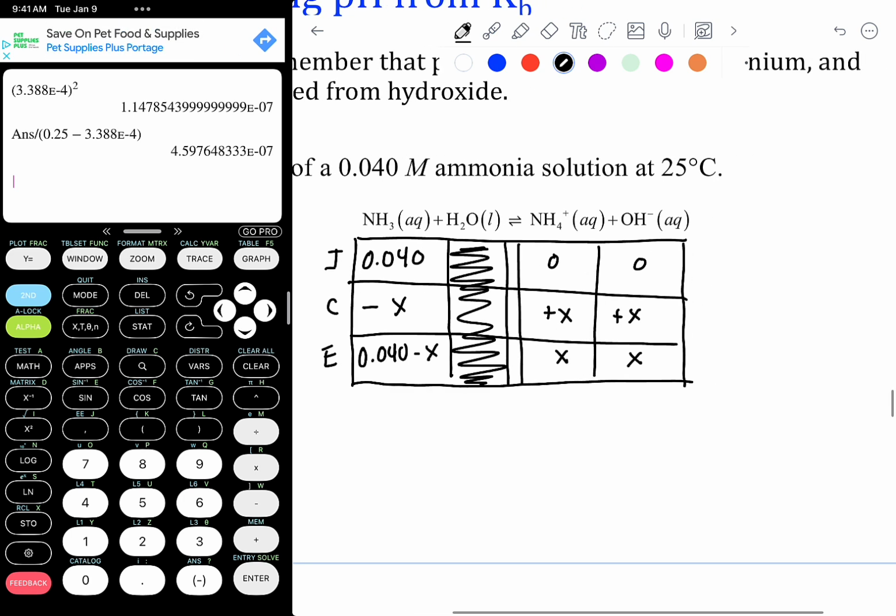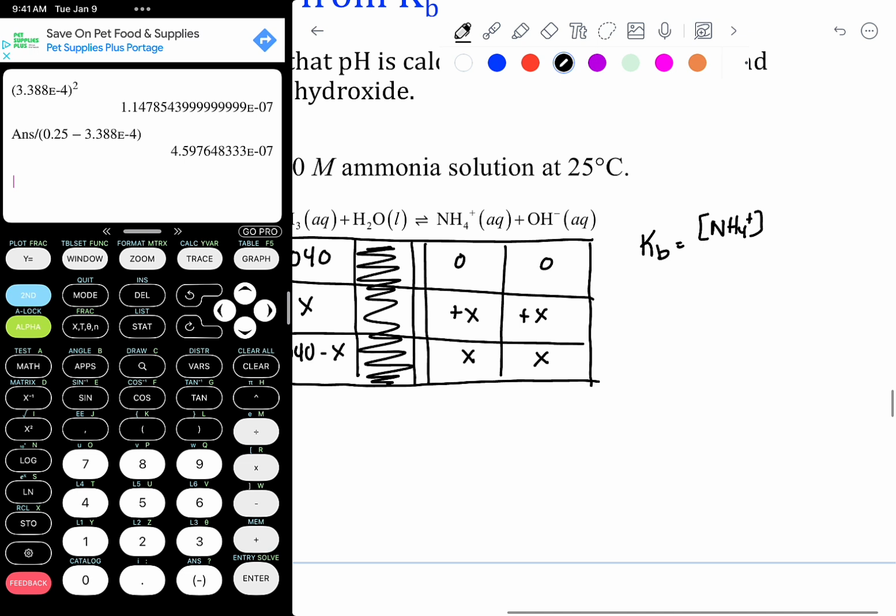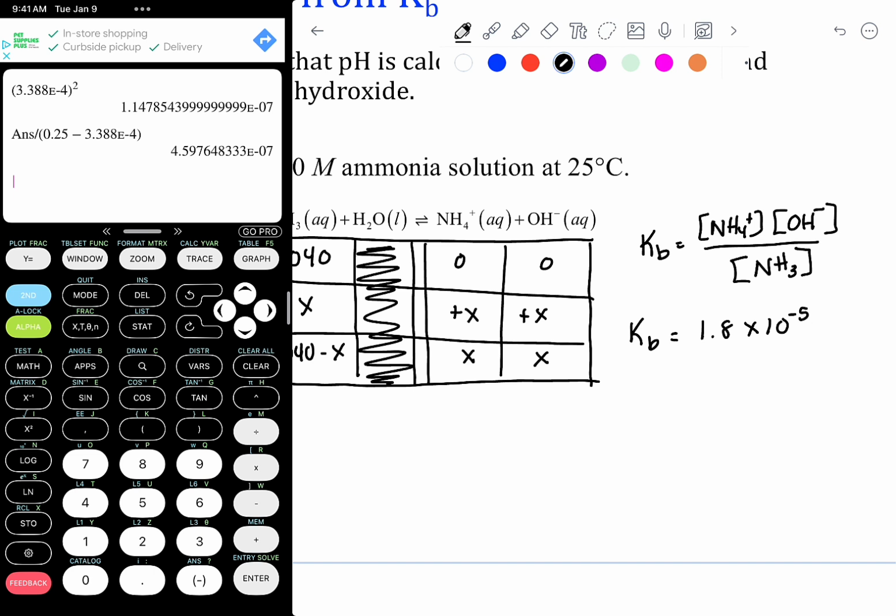We can set up our Kb expression. We know Kb is going to be the concentration of the NH4 plus times the concentration of the OH minus over the concentration of the NH3. We can use Appendix 4 to find the Kb for ammonia. So Kb for ammonia, if you look in Appendix 4, is 1.8 times 10 to the minus 5.